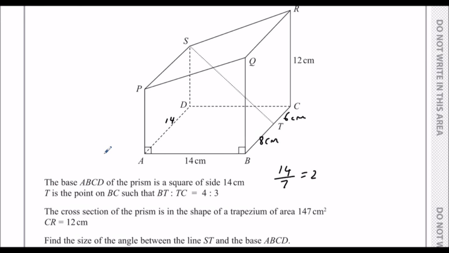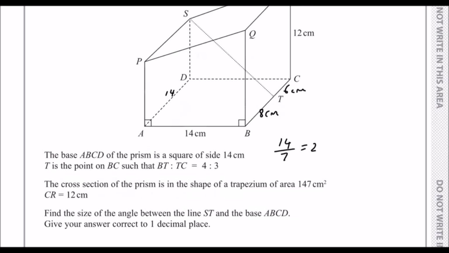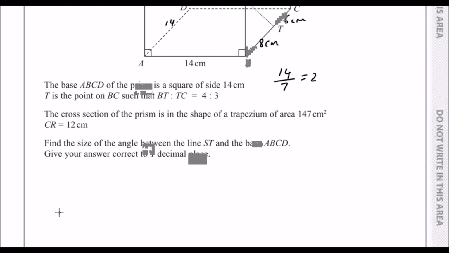The cross section of the prism is in the shape of a trapezium, area 147 centimeters squared, and CR is 12. So we can work out SD. So we've got a trapezium.